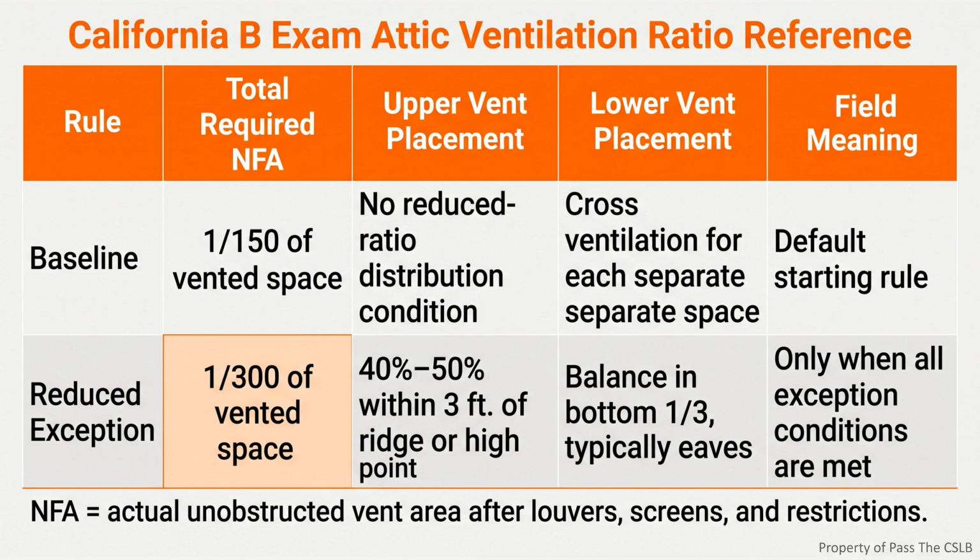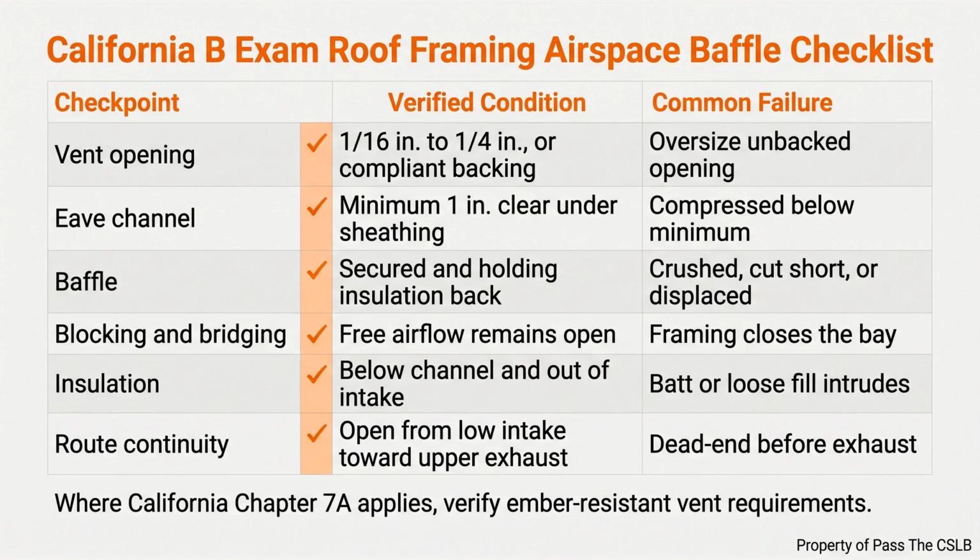At an eave or cornice vent, the cited residential rule requires at least 1 inch of clear airspace between insulation and the roof sheathing. The key word is clear. The dimension applies to the actual unobstructed channel, not to the thickness printed on a baffle or the space that existed before a bat was compressed into it. The field checklist begins at the intake opening and follows the route upward. I confirm that bridging, blocking, and insulation do not stop the free flow of air. I confirm that the baffle is secured so it will not collapse when insulation is installed.